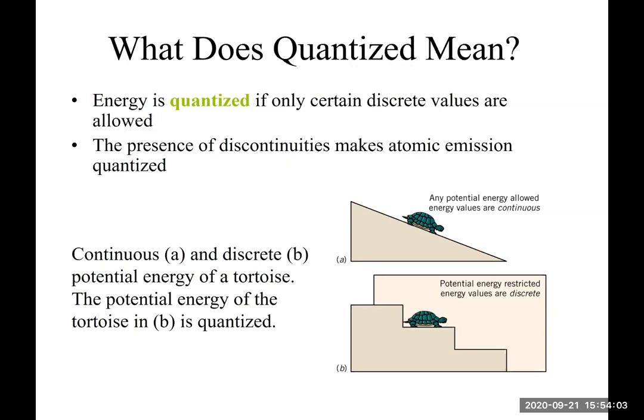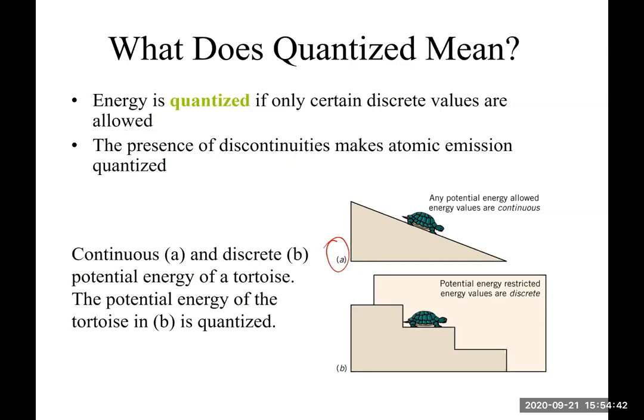Well, let's think about this simple little diagram right here. If energy is quantized, then there's only certain discrete values that are allowed for the particle that is dwelling within that electromagnetic radiation or that energy that's associated with that frequency. The presence of discontinuities will make atomic emissions quantized. So if we look at panel A right here, this tortoise is headed down this ramp. And with that continuous ramp, that tortoise can have continuous energies that are associated with where he is at, where he is moving on that ramp at any given time.